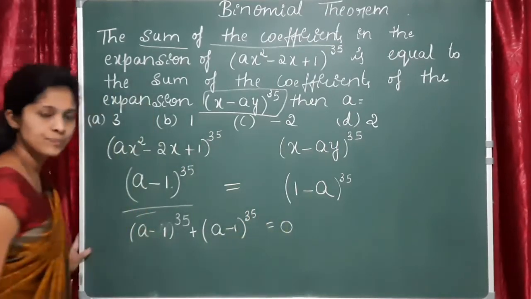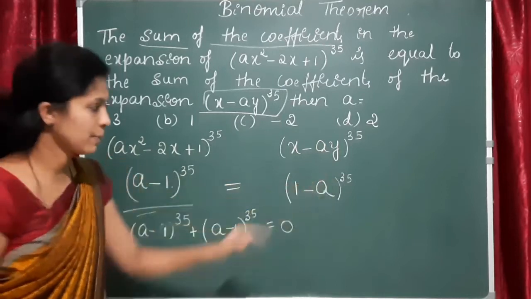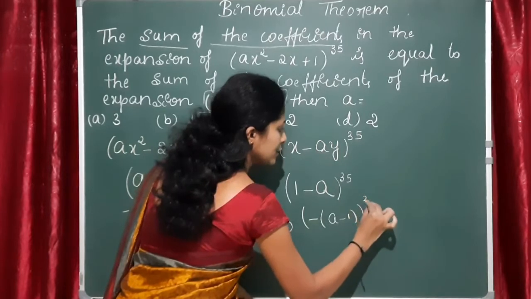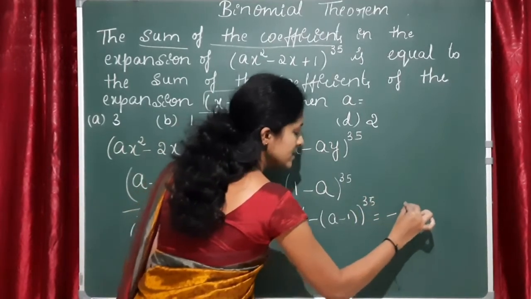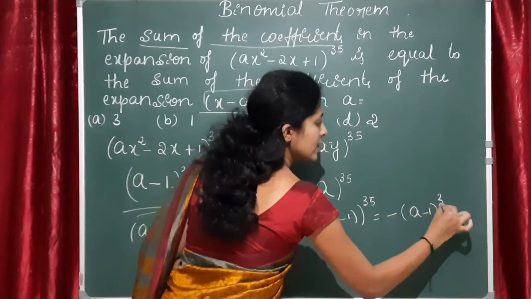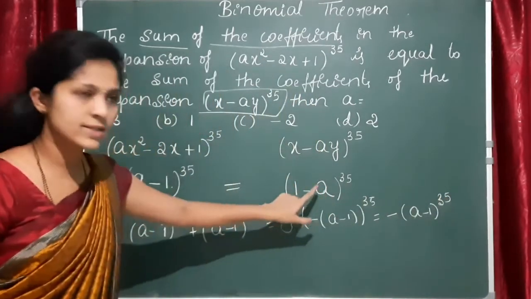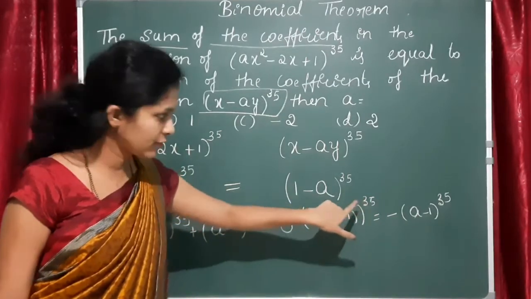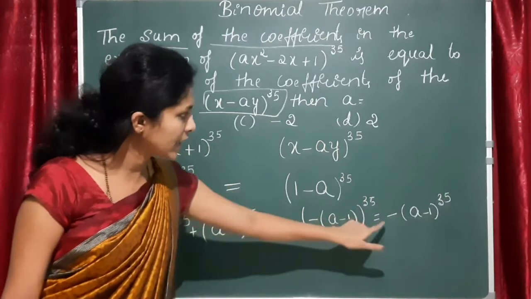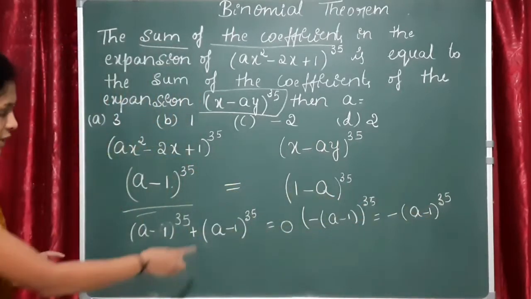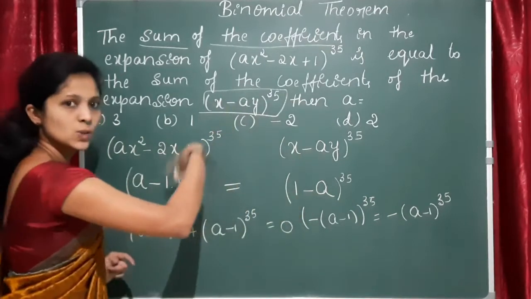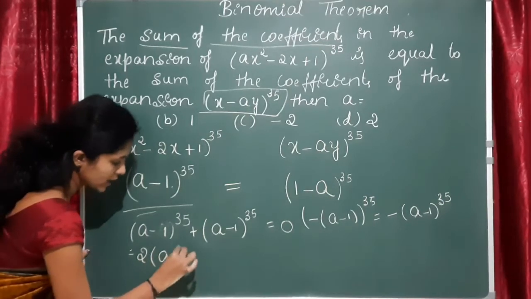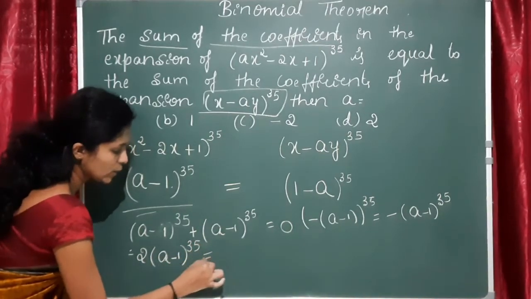Can we write it like this? See here, (1 - a) to the power 35 can be written as minus of (a - 1) whole to the power 35. So 1 minus a whole to the power 35 can be taken as minus common, (a - 1) whole to the power 35. Here this is an odd number, so it will be negative (a - 1) whole to the power 35. When it comes here, plus (a - 1) whole to the power 35. So this is equal to 2 into (a - 1) whole to the power 35, which is equal to 0.